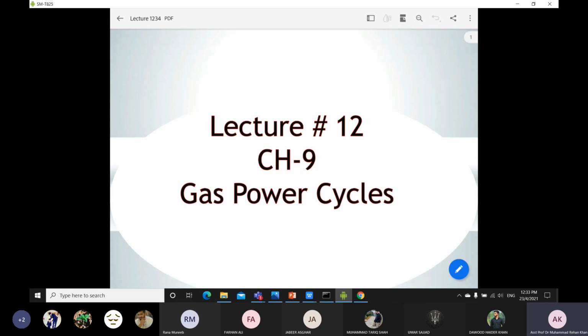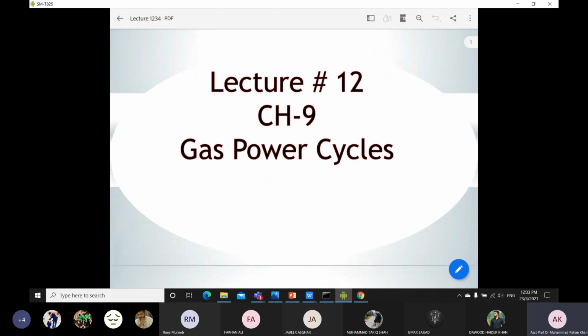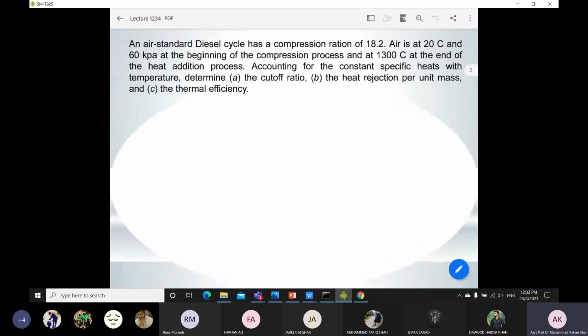So this is your lecture number 12, again from gas power cycle. In the previous class, we already discussed the diesel cycle and how to find different parameters related to diesel cycle efficiency and different Q in and Q out. In this class also we will practice some problems related to the diesel cycle and how to find other parameters. So first you have to read the statement of this problem.